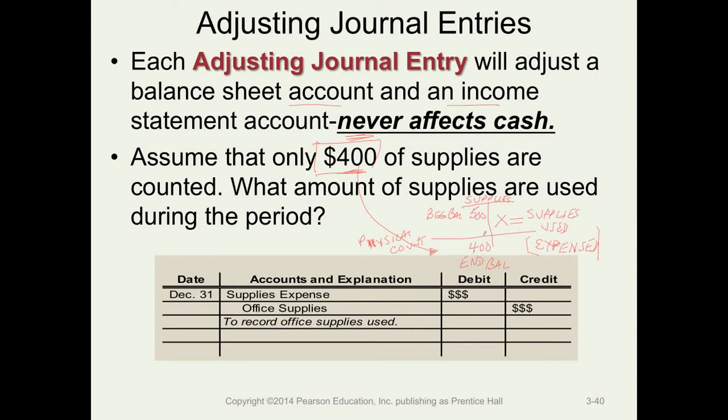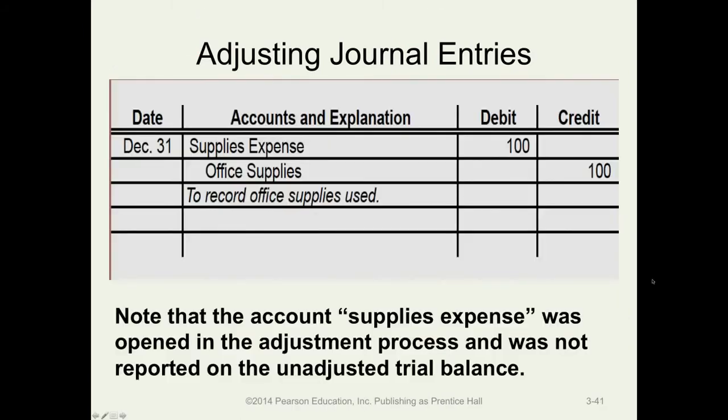Therefore, in order to make this account balance, an adjustment of $100 expensed is needed. So we have to adjust for $100. And the journal entry we'll make will be a debit to supplies expense and a credit to office supplies. And again, notice that the account supplies expense was opened in the adjustment process. It did not exist prior to the adjustment.